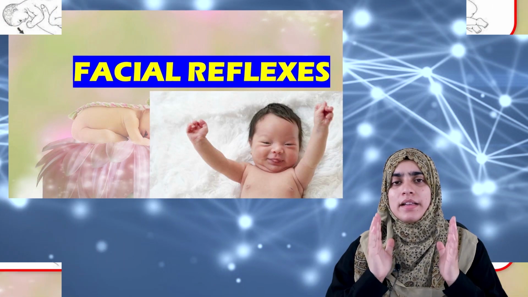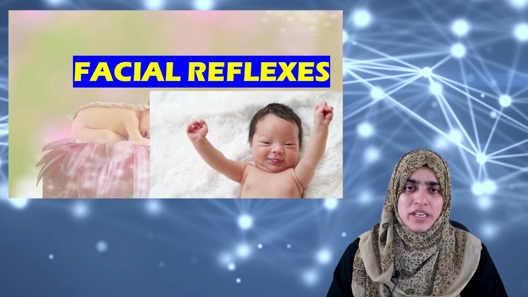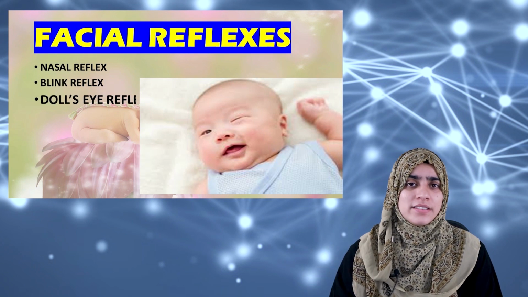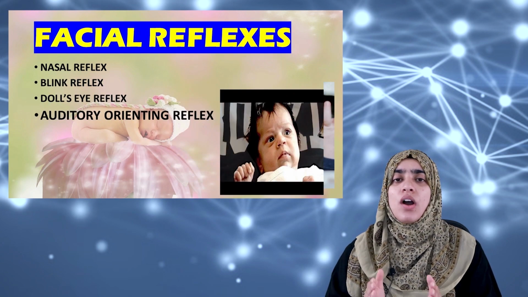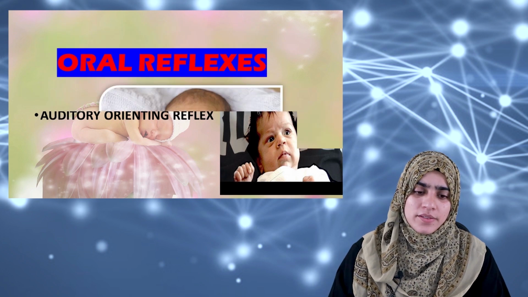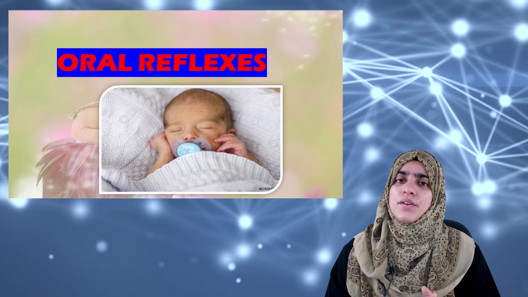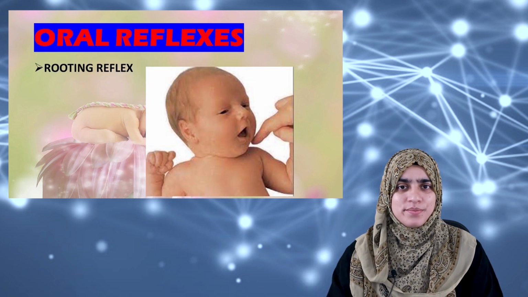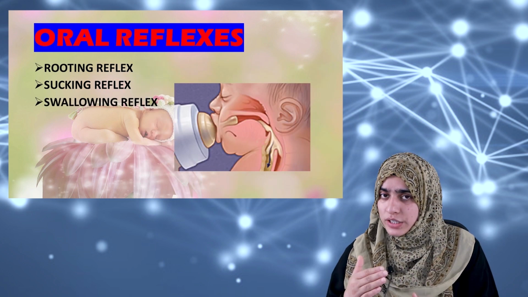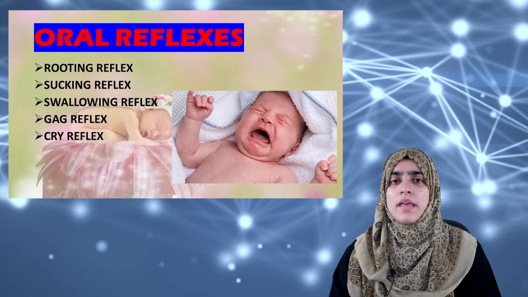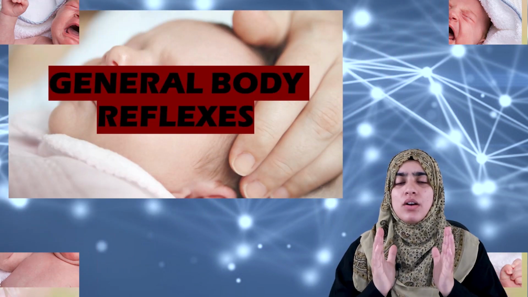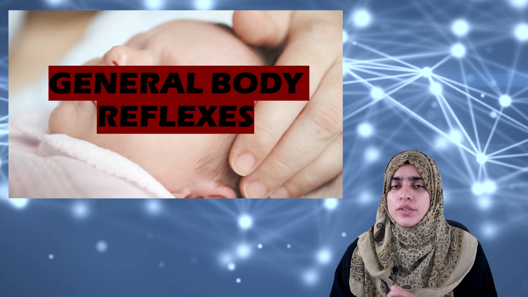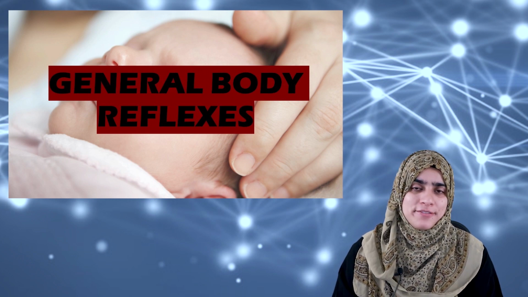labyrinthine reflex. Let's see some of the facial reflexes which we can find out: the nasal reflex, blink reflex, doll's eye reflex, auditory orienting reflex. Some of the reflexes present in the oral area, or we can say the oral reflexes: rooting reflex, sucking reflex, swallowing reflex, gag reflex, presence of cry reflex. First, we'll talk about the general body reflexes. What all are included in this? We'll talk about the most common reflexes.